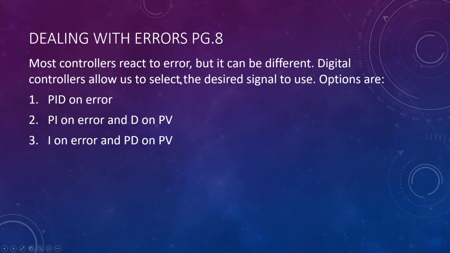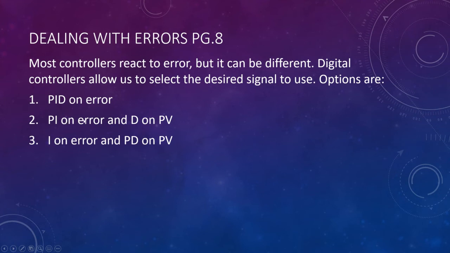Digital controllers allow us to select the desired signal to use. So we don't have to necessarily use the error signal that's directly compared to the set point and the PV. We have options like this. For example, we can have PID on the error signal. And this is the one that we most commonly think about. We think, okay, we got an error, I'm applying all of these to that error. And that's fine, except if that error is a set point, we're going to be applying P to the set point, I to the set point and D to the set point, and that can be problematic.